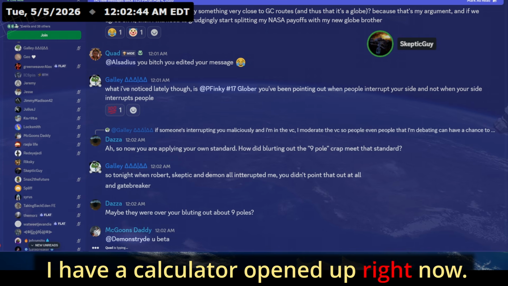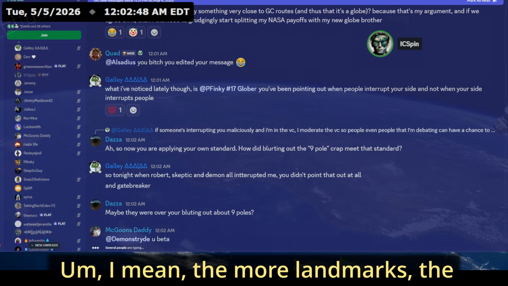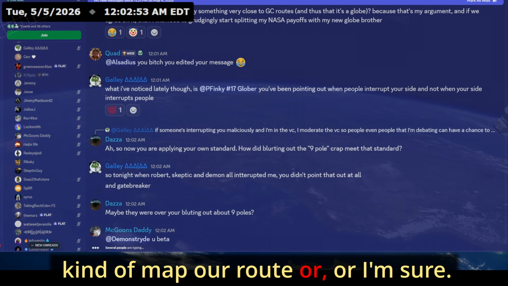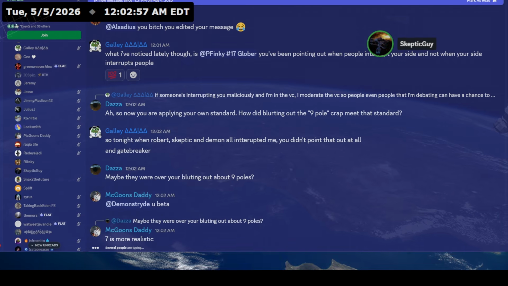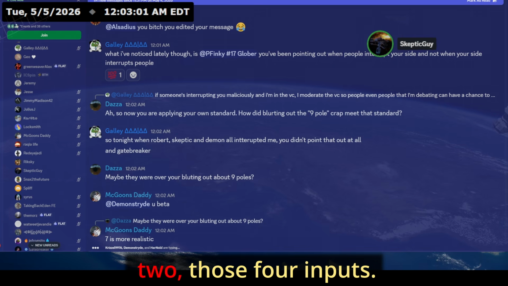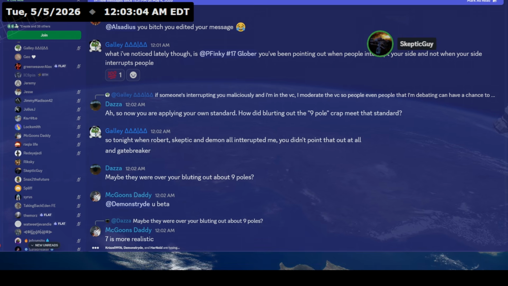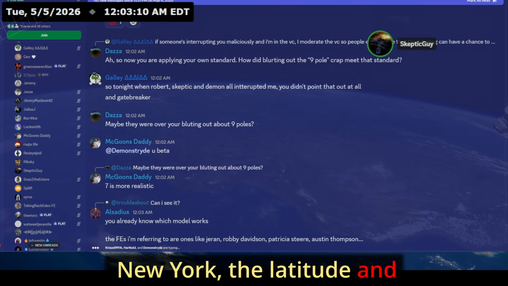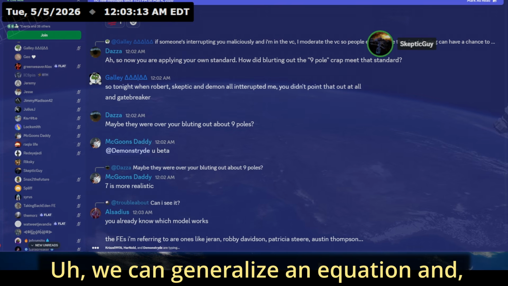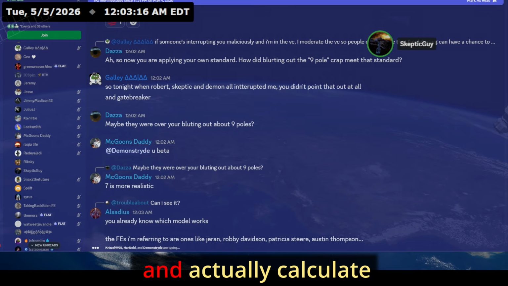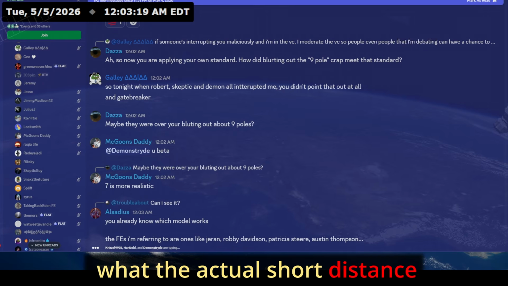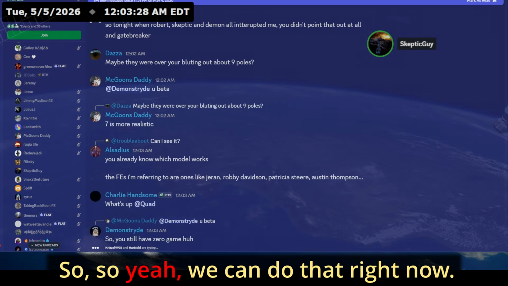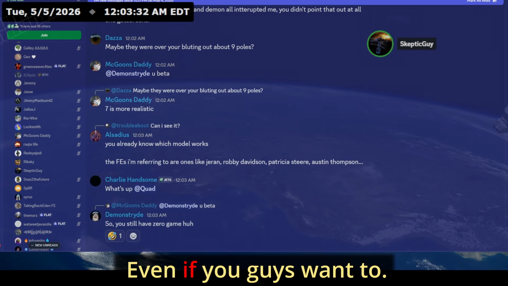I have a calculator opened up right now. I mean, the more landmarks, the better, in my opinion, to map our route. Yeah, I'm sure. And we can get those four inputs. We can get the latitude of New York, the longitude of New York, the latitude and longitude of Los Angeles. We can generalize an equation and actually calculate what the actual shortest distance is on that great circle. It's not hard. We can do that right now, even, if you guys want to.